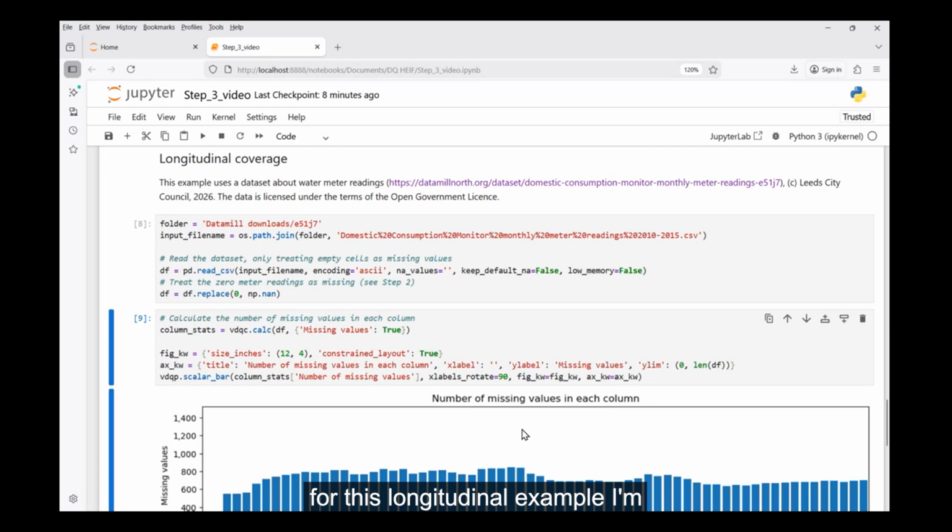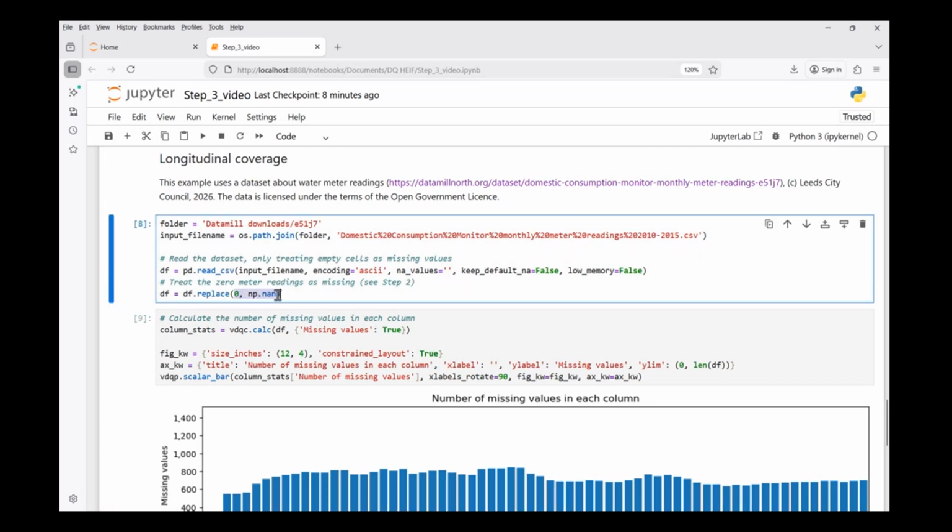For this longitudinal example, I'm using the water meter readings dataset again. And if you've looked at the step 2 video, you'll already know that as well as quite a lot of missing values, there were some suspicious zero values, which we're treating here as being missing.